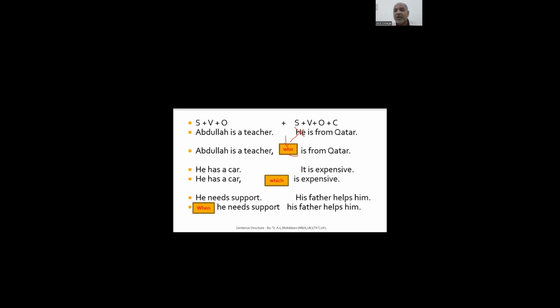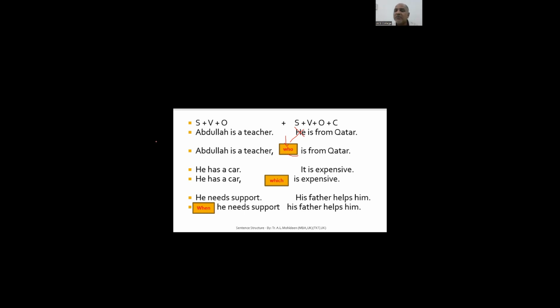Where you are going to use this who, you have to use it only for people. So "he is from Qatar." Who is from Qatar? Okay. "She is from Qatar." Who is from Qatar? She, he, you can replace with who. "Abdullah is a teacher who is from Qatar." Let's say Fatima is a nurse. She is from Sri Lanka. Now we can say "Fatima is a nurse who is from Sri Lanka." Okay. You can replace he or she by putting the word who. This is what we call a relative pronoun. I will discuss in detail later.